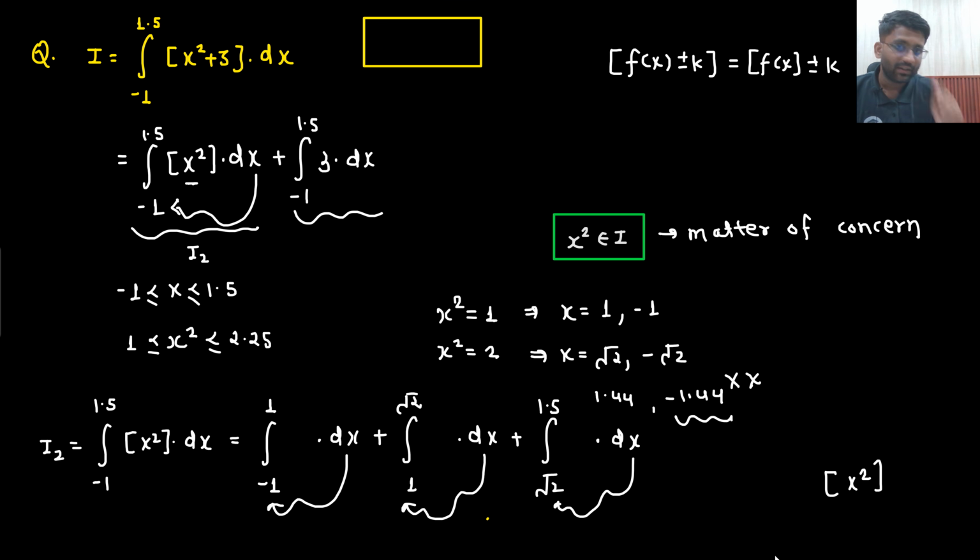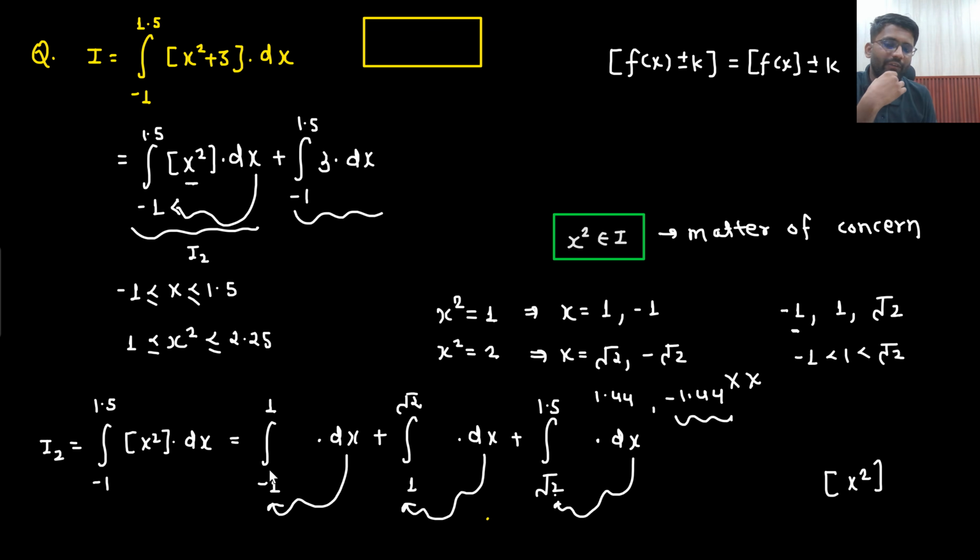So when x is 1, that is my matter of concern. When x is -1, that is also my matter of concern. When x is √2, that is my matter of concern. When x is -√2, that is also my matter of concern. But when I check the limit, it is going from -1 to 1.5, and -1.44 is not lying in the limit. So my matters of concern are -1, 1 and √2. In increasing order, -1 is lesser than 1, which is lesser than √2, and then the highest limit is 1.5. So this is how I will break it down: -1 to 1, 1 to √2, √2 to 1.5.